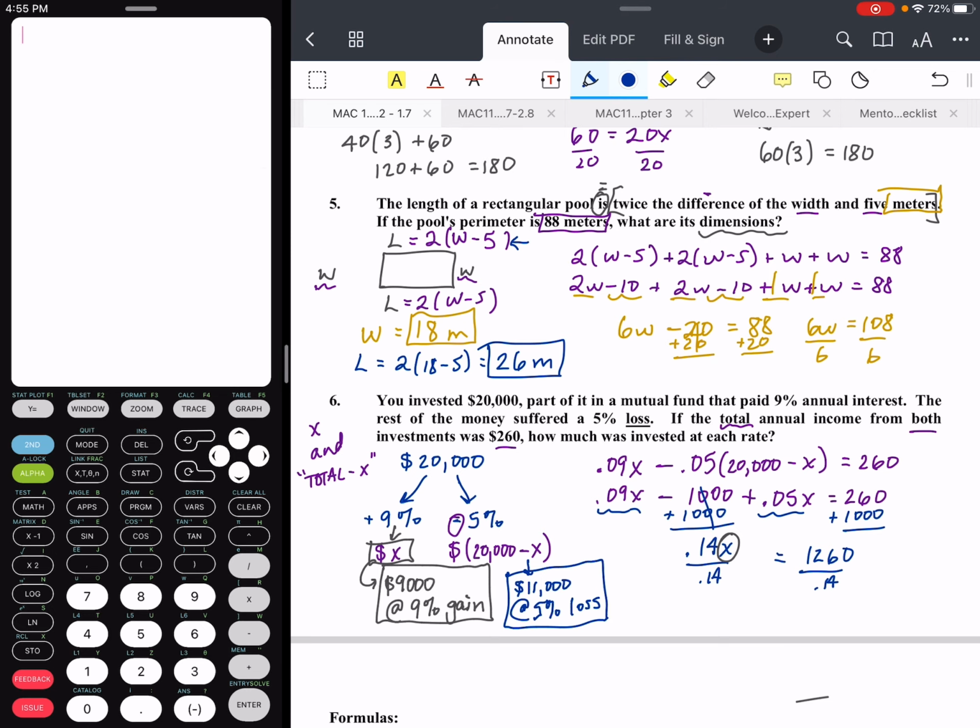And if I want to double check that, 0.09 times $9,000. So I earned $810 in interest from that, minus 0.05 times 11,000. There's my 260.